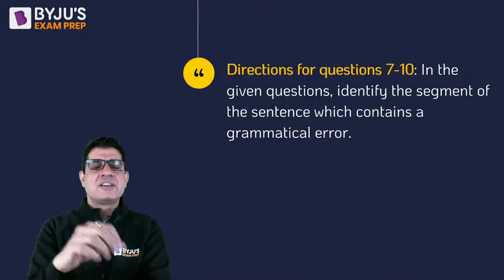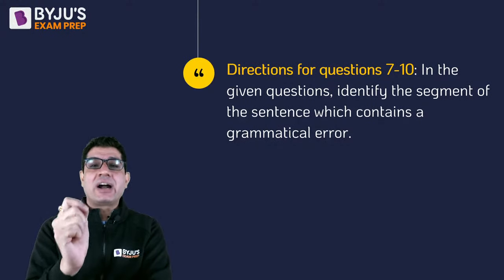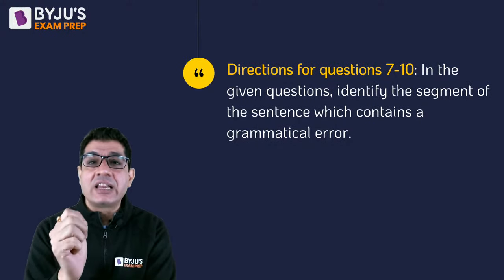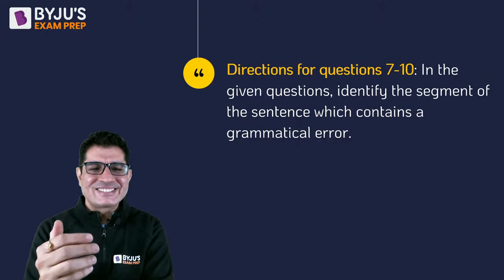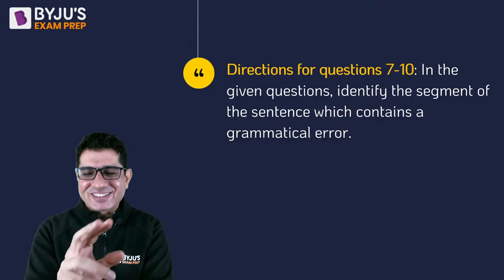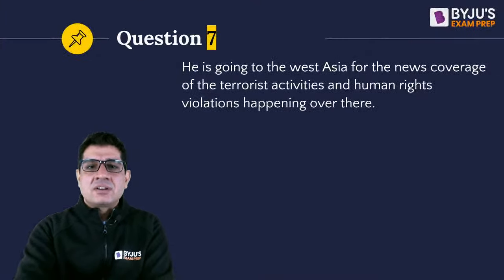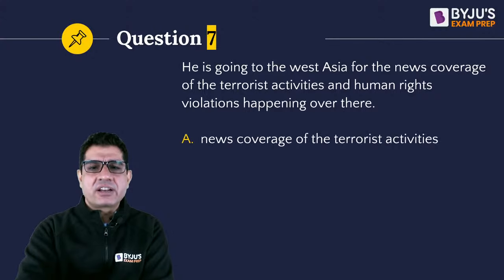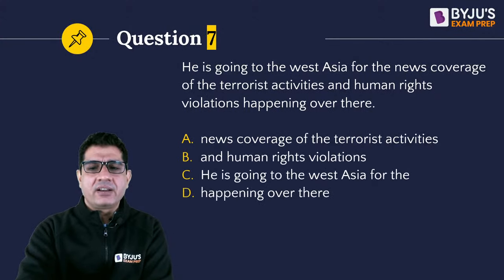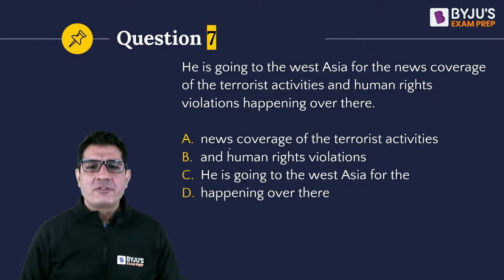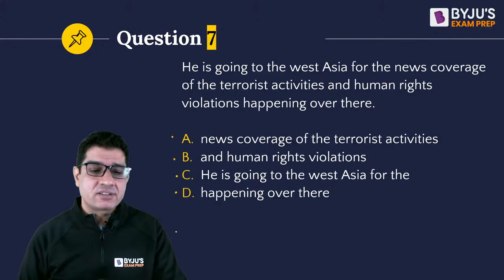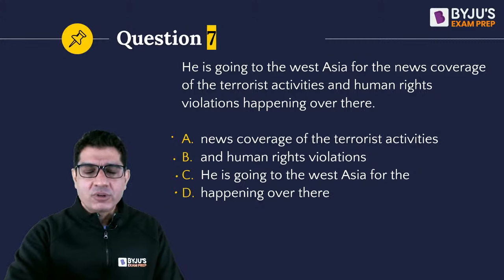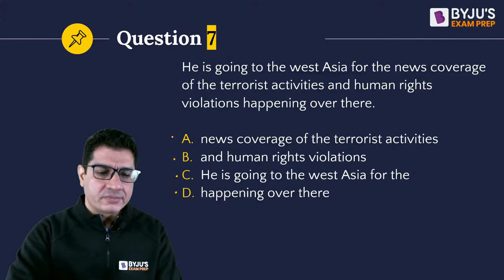4 questions where your job is to identify the grammatical errors. So ready with your grammar skills? Shall we start? Here you go. Question number 7. These are the options. And your time starts. So you have a sentence. Then 4 parts of the sentence have been picked up. One of these 4 parts contains a grammatical error. You need to choose which one.